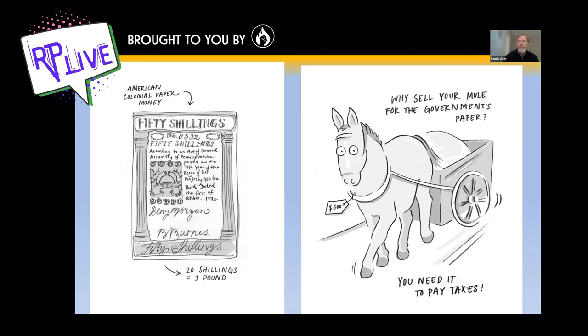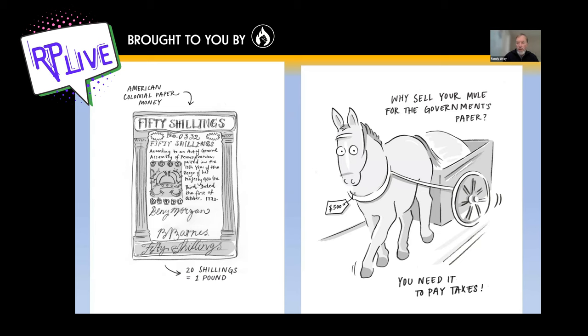They would then spend those paper notes into existence. You would sell your mule and cart to the colonial government and receive back paper money. Now, why on earth would you trade your mule, which has obvious value, for a piece of paper that says 50 shillings? And the answer is, well, you had to pay the tax. Once you pay the tax, it returns to the colonial government. That is redemption. There's a simultaneous redemption, just like with Joe's pizza coupon.